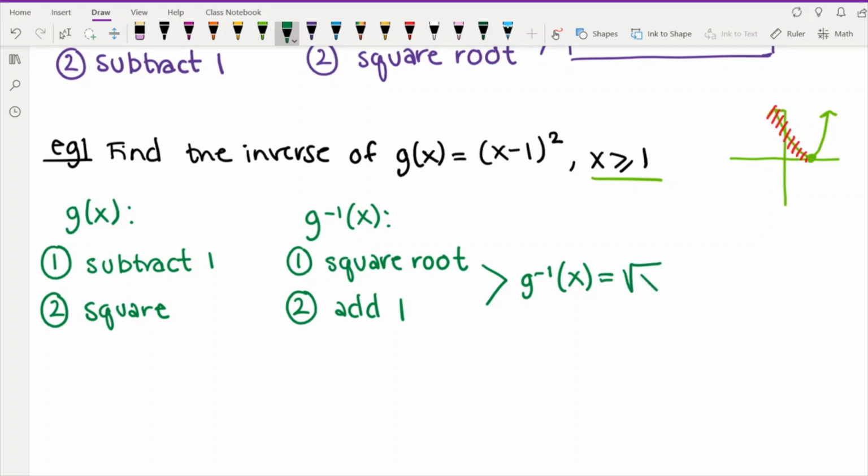Well, that means we're taking the square root of the input, so that would be square root of x, and then we're adding 1 to the result. We're adding 1 after taking the square root. And so this is our function.